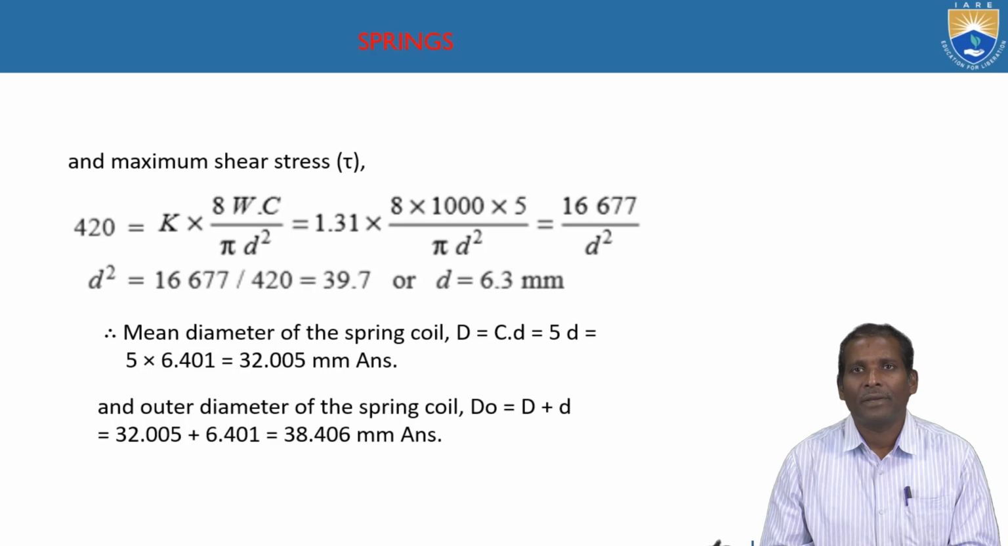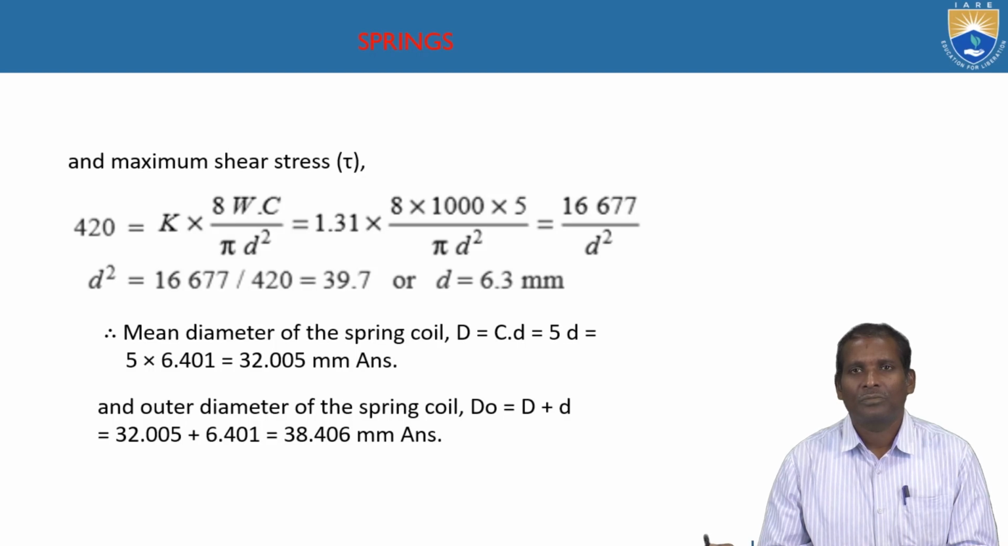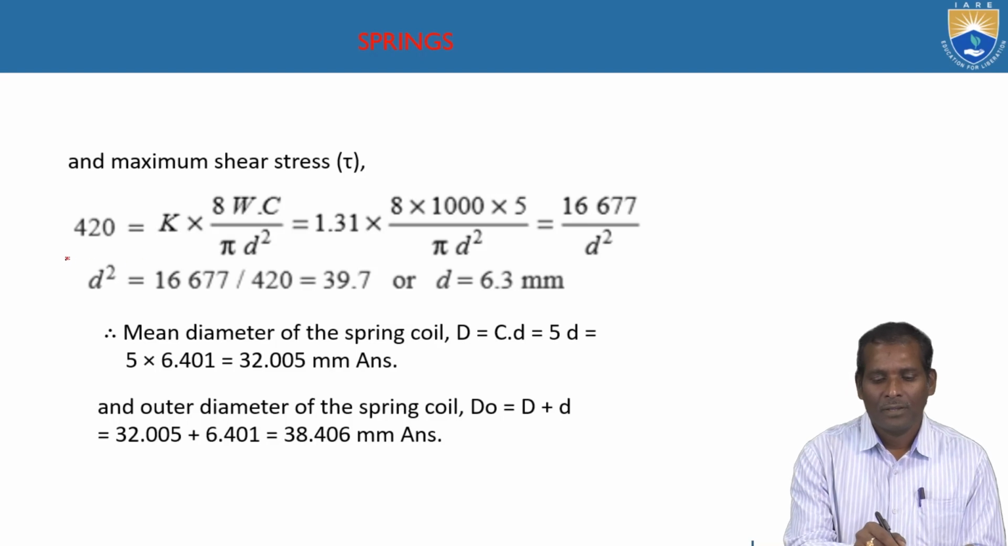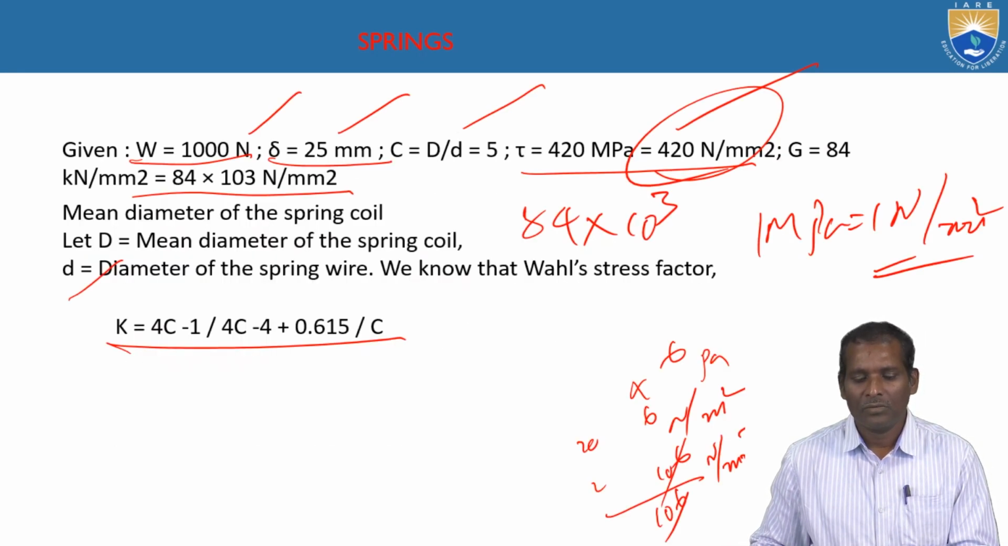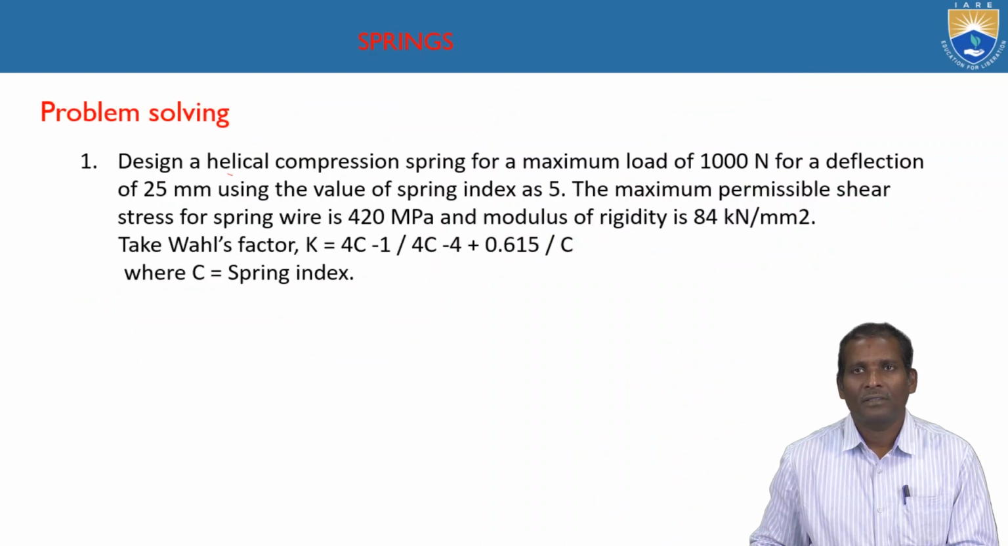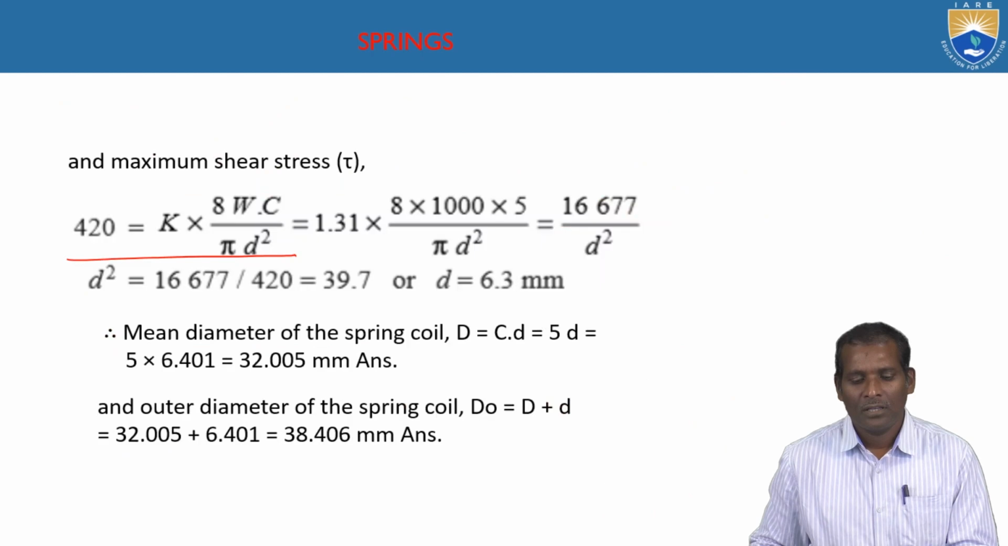Maximum shear, now apply the formula of maximum shear stress. Shear stress is equal to K into 8WC by pi d square. So what is K here? K is the Wahl stress factor. So that is (4C minus 1) by (4C minus 4) plus 0.615 upon C.